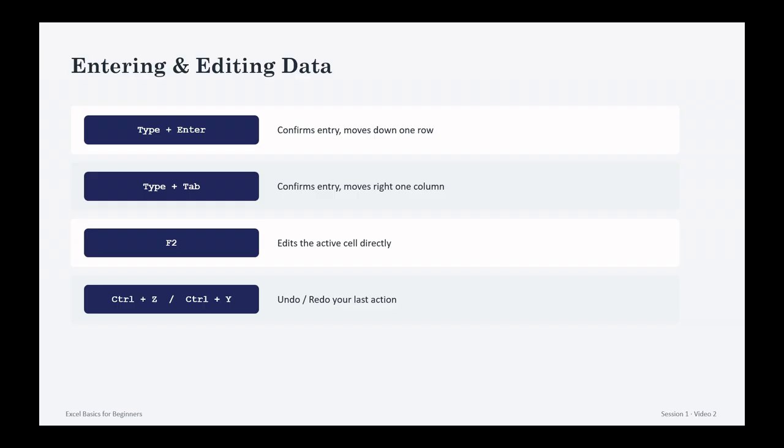To enter data, simply type the text in a cell and just press the Enter key. You can also use the Tab key, and you can use the F2 key to edit a particular cell, or you can simply double click on a cell to edit the contents. As you already know, Ctrl Z and Ctrl Y are used to undo and redo your last actions.